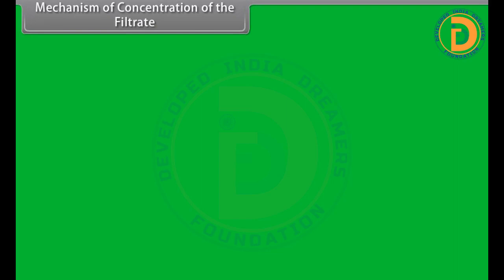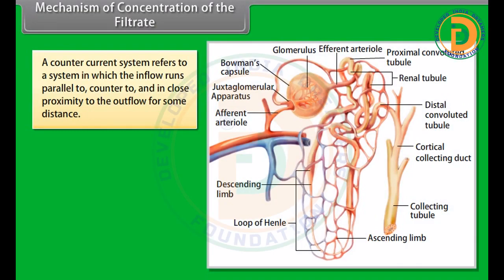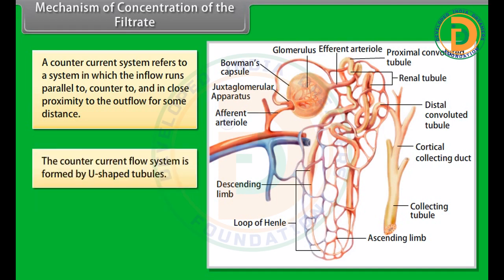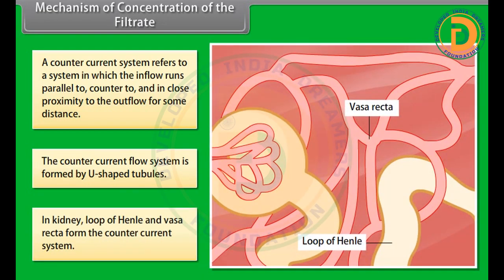Mechanism of concentration of the filtrate. A counter-current system refers to a system in which the inflow runs parallel to, counter to, and in close proximity to the outflow for some distance. The counter-current flow system is formed by U-shaped tubules. In the kidney, loop of Henle and vasa recta form the counter-current system.